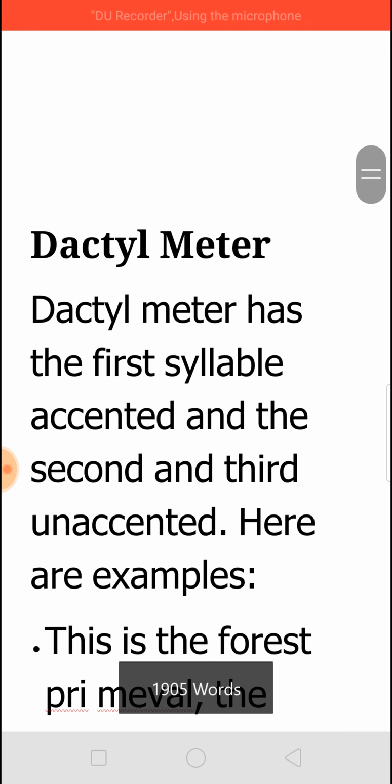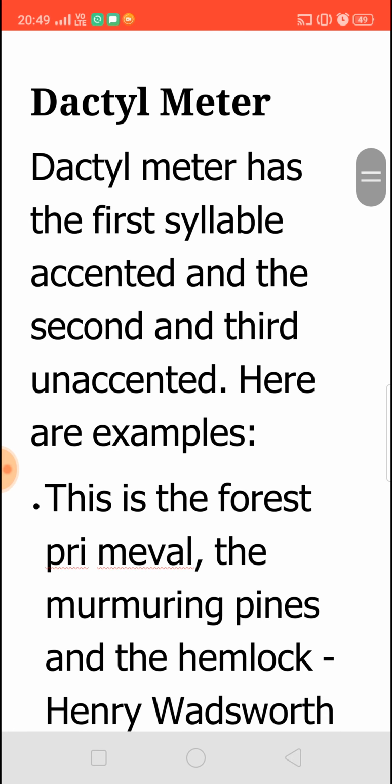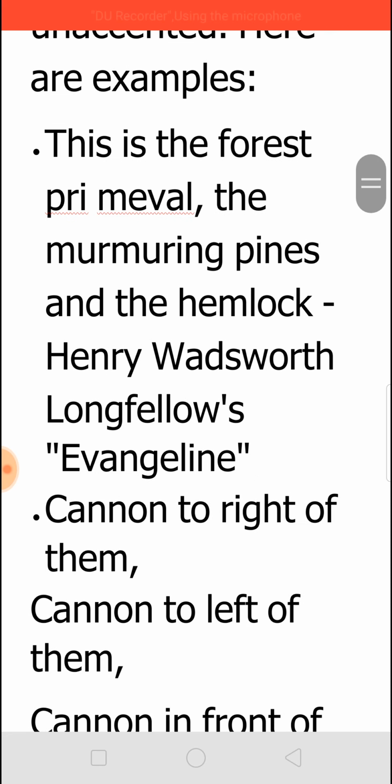So next we will go to dactylic meter. Here in dactylic meter we will take 3 syllables, and the first syllable will be accented and the second and third will be unaccented. For example I have taken this: This is the forest primeval, the murmuring pines and the hemlocks. It's from H.W. Longfellow's Evangeline.